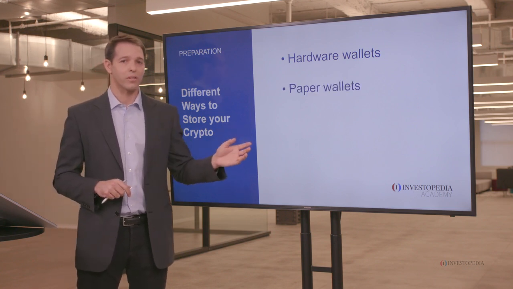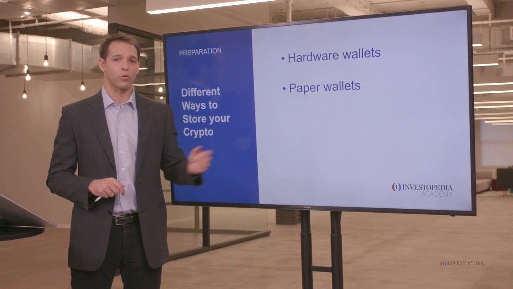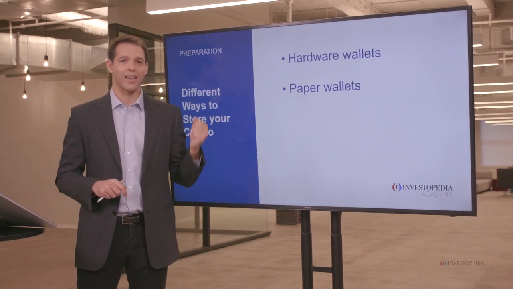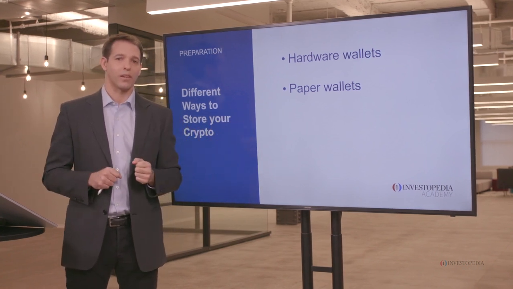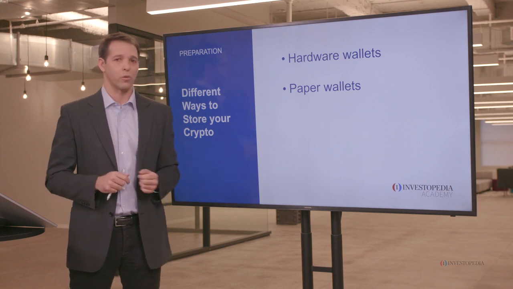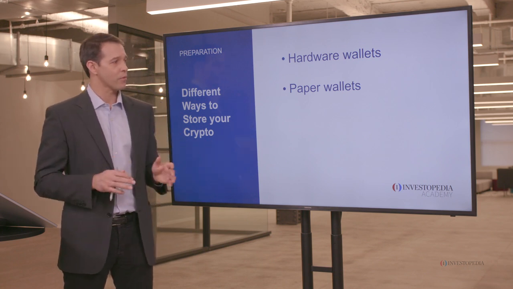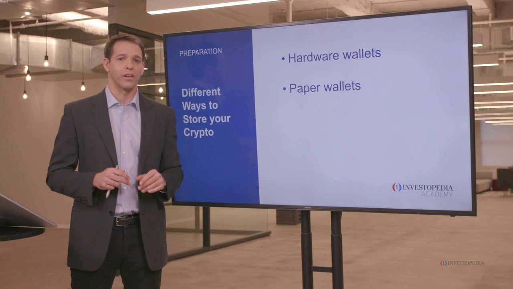And lastly, you've got paper wallets. Now, paper wallets and hardware wallets are cold storage. A paper wallet is just going to save your public key and your private key in a way that you can easily store it somewhere. So those are the 5 different types of wallets with some pros and cons.